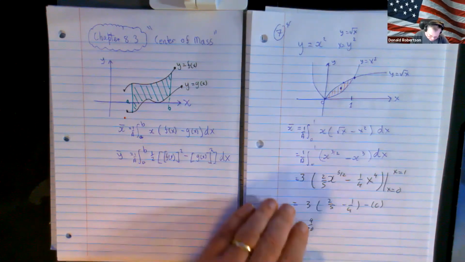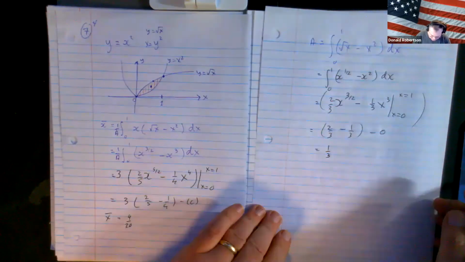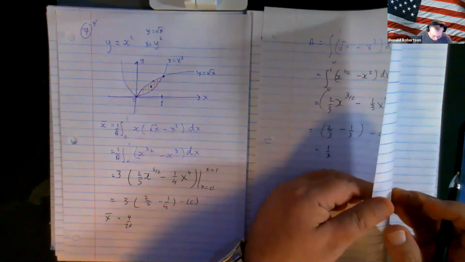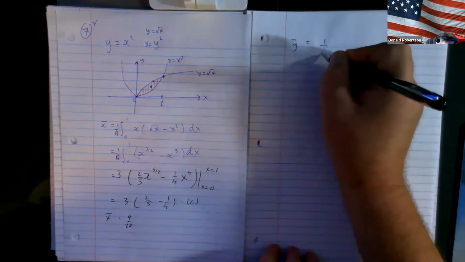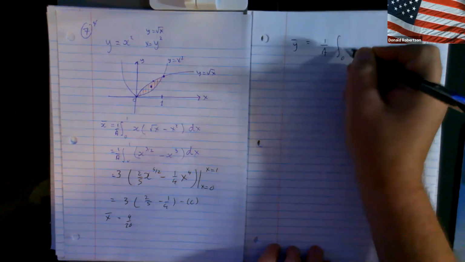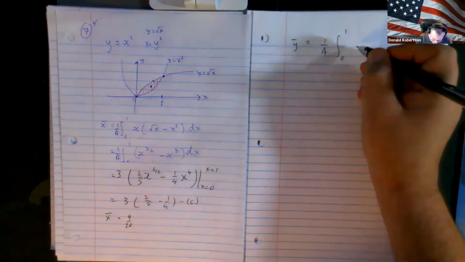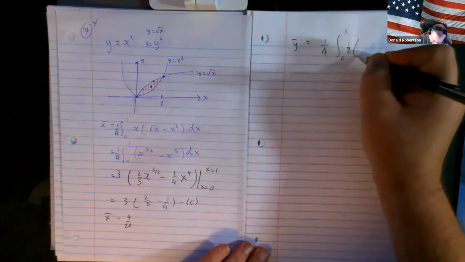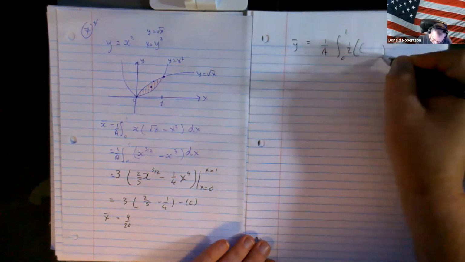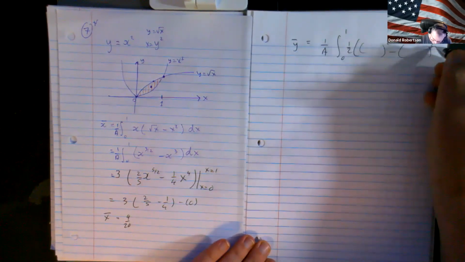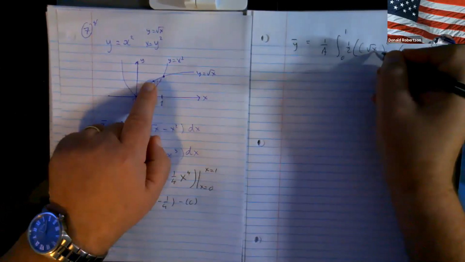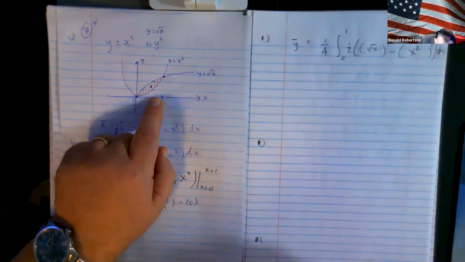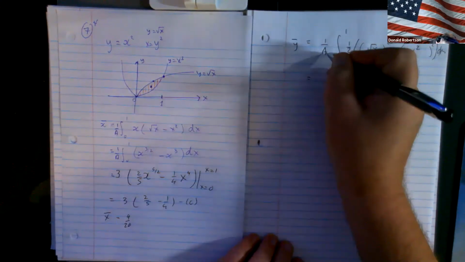Are we cool with x bar being 9/20? Right. So I need to find the other one, which is y bar. And it's 1 over A, the integral from 0 to 1. And it's basically a half, one guy squared, take away the other guy squared, the top one and the bottom one. And 1 over A is still 3.